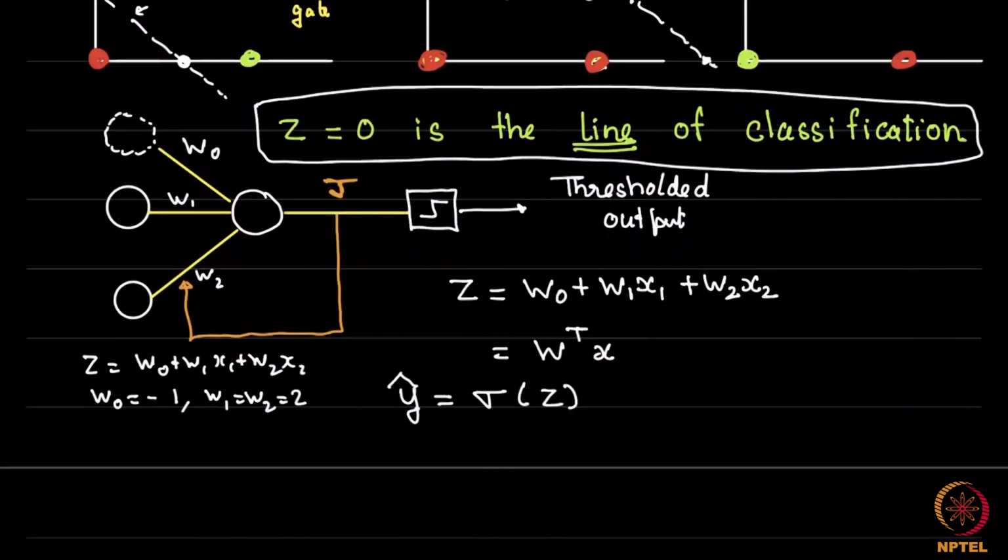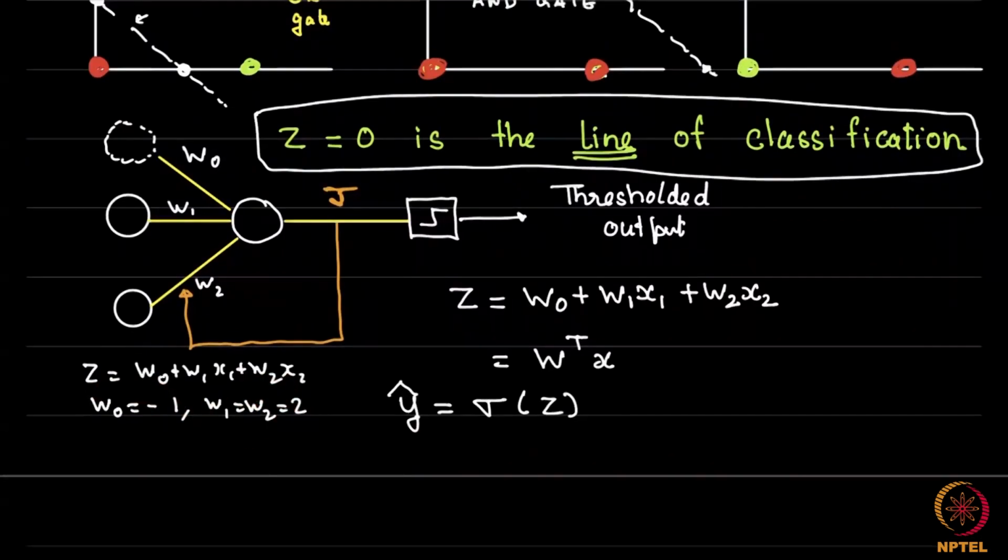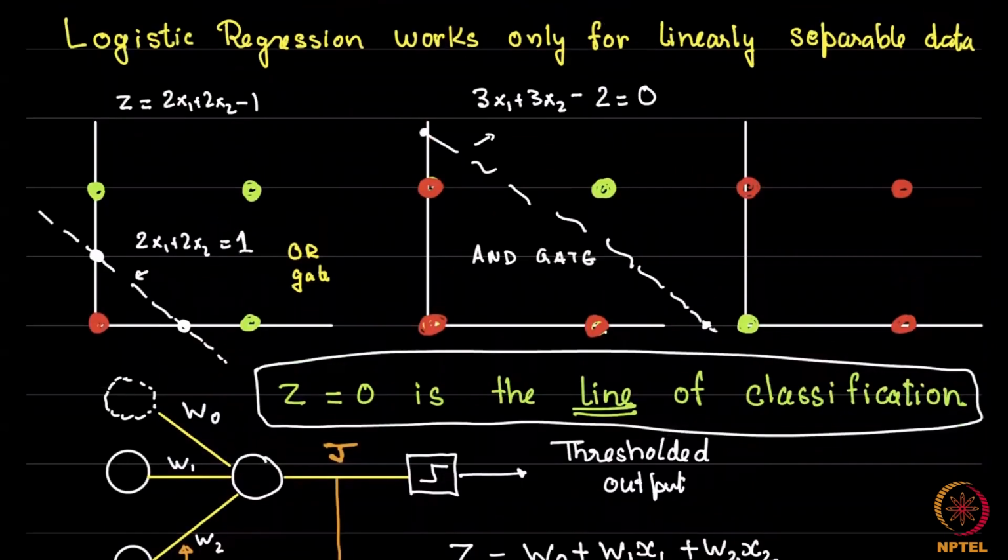So just like the OR gate can be replicated by a network with W0 equal to -1 and W1 and W2 equal to 2, the AND gate can be replicated with W0 equal to -2 and W1 equal to, let me write that down instead of just saying it. So this could be W1, this could be W2, and this could be W0.